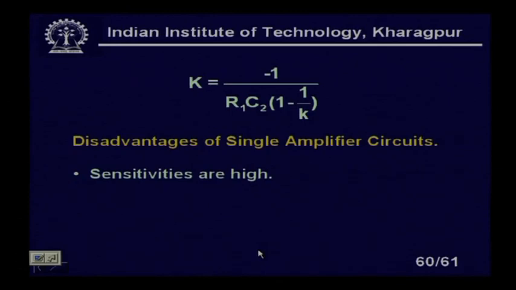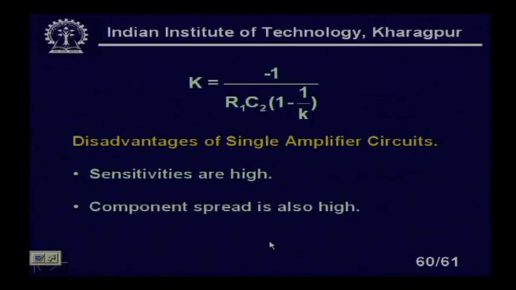So, the problem with the single amplifier structure that we have discussed is that the sensitivities are extremely high. Number 2, component spread is also high, right. If I take some other structures where the sensitivities are not high, suppose a surrogate design or a unity gain amplifier design, you will find that the sensitivities are 0, but the element spreads are very, very high, which is also not acceptable if you want to make your filters in integrated circuits, right. So, component spread is also high, and that is also not acceptable.